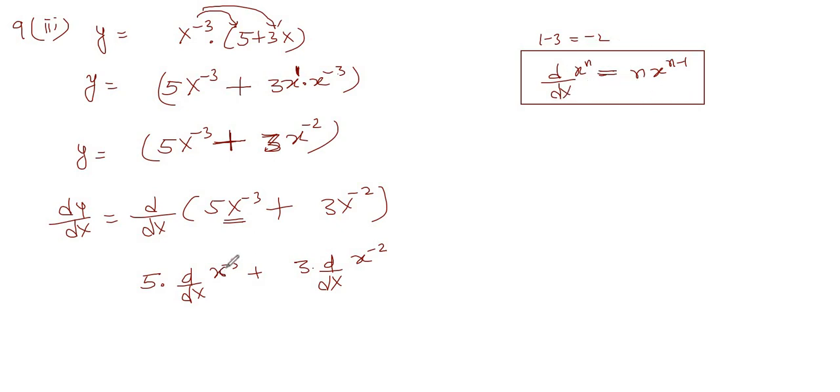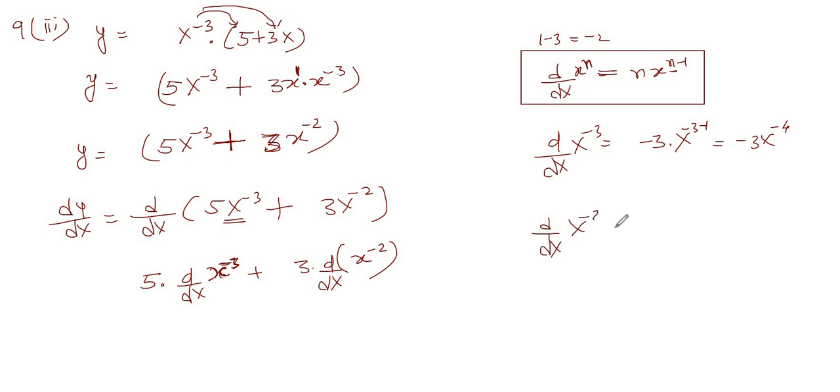This formula is applicable even for negative powers. Always remember, even for negative powers. So if it is x raised to power minus 3, it will be minus 3 x raised to power minus 3 minus 1, so minus 3 x raised to power minus 4. Correct? And if I want d by dx of x to the minus 2, n here is minus 2. So it will be minus 2 x raised to power minus 2 minus 1, which is minus 2 x raised to power minus 3. So let me write 5.